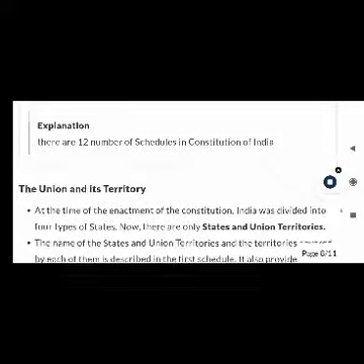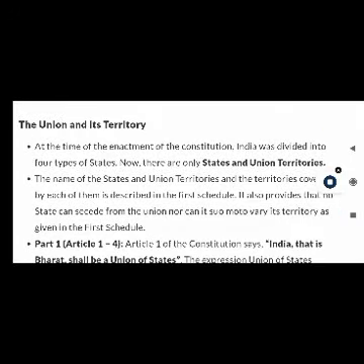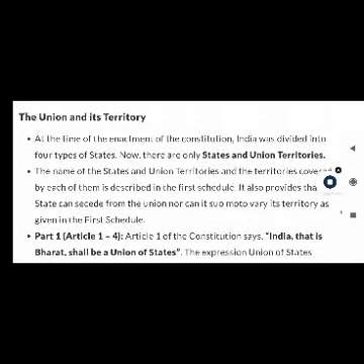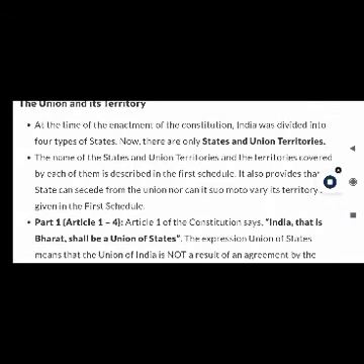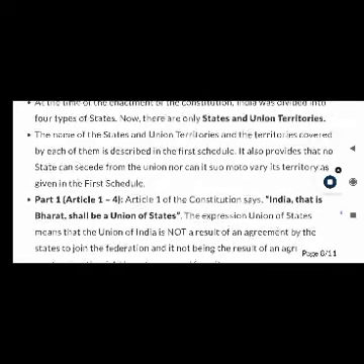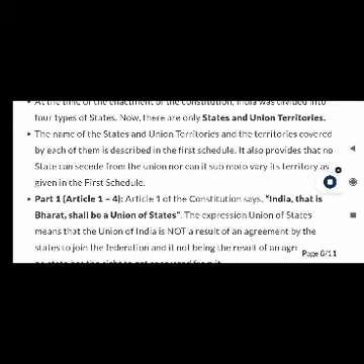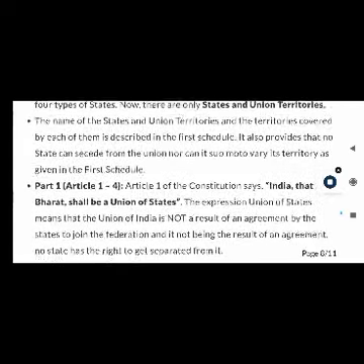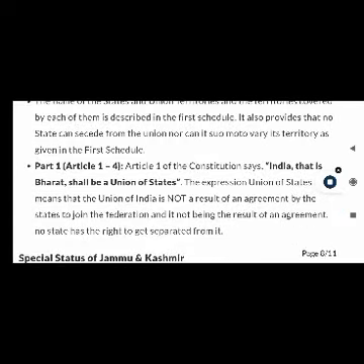The Union and its territory. At the time of the enactment of the Constitution, India was divided into 4 types of states. Now, there are only states and union territories. The names of the states and union territories and the territories covered by each of them are described in the First Schedule. It also provides that no state can secede from the Union, nor can it suo motu vary its territory.